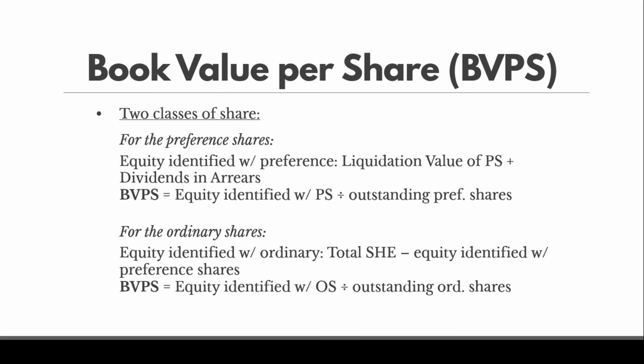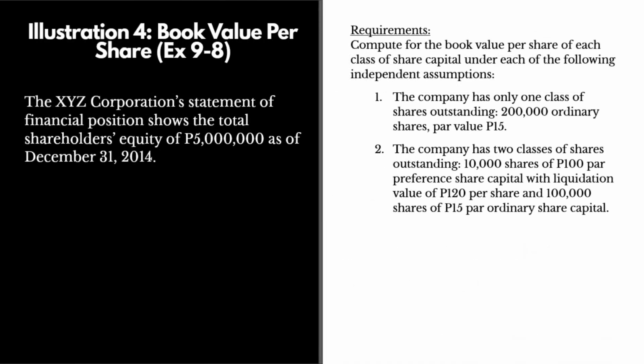After that, makukuha na natin yung equity identified with the ordinary shares, which we will divide sa ating outstanding ordinary shares to get the book value per share of the ordinary shares. So let's have our illustration for BVPS. So this is exercise 9-8 of your book.